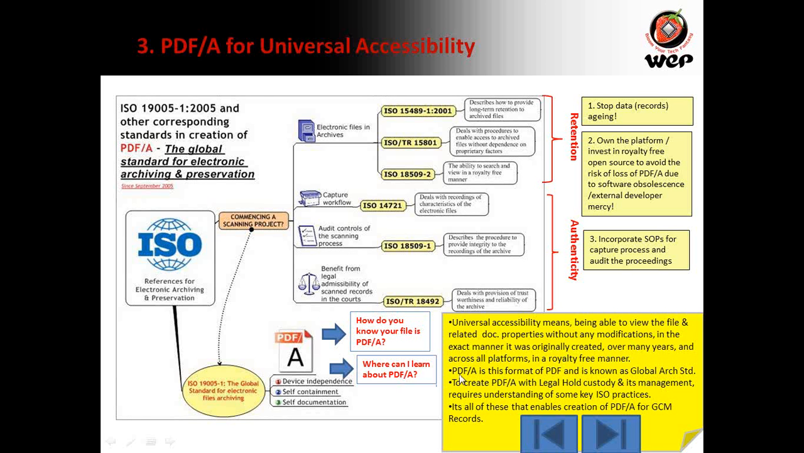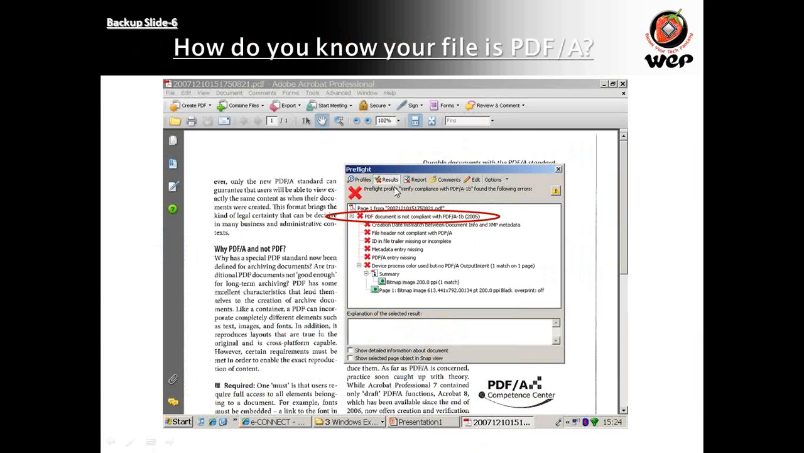So PDF-A is this format of PDF and is also known as the global archiving standard. So PDF-A, what does it do? It's device independent. It has self-containment. Every single requirement of a document is self-contained within the PDF, and it is self-documented. Self-documented as in it can contain information like who created it, when it was created, has it been modified, and then of course things like the PDF producer reference that says under what circumstances it was created. These kinds of information can also be contained inside the PDF-A. How do you know your file is PDF-A? Let's take a look at one way of finding out.